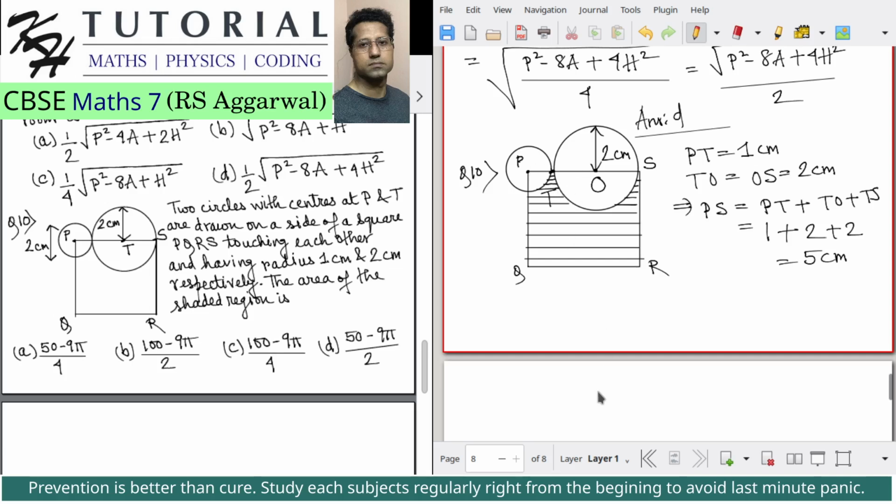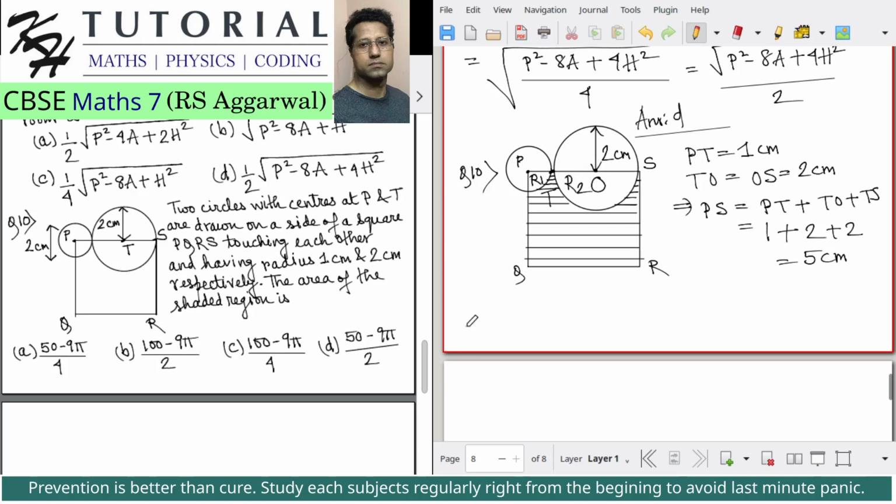Now let's name the quadrant of the circle with P as center to be region R1, and let's say the semicircle having radius 2 centimeter, that is inside the square, be region R2.